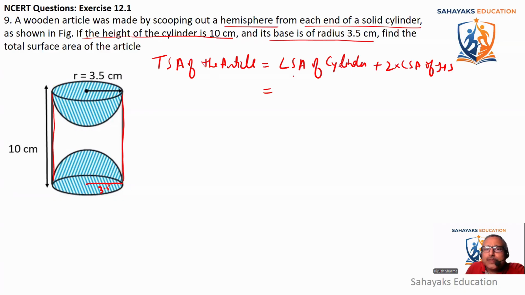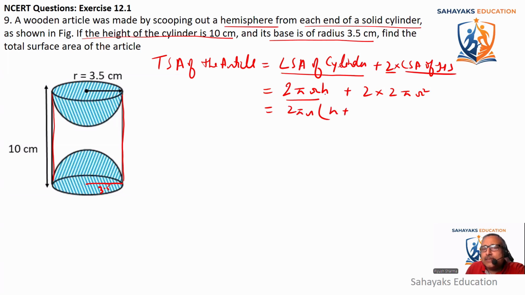The lateral surface area of the cylinder, we know, is 2 pi r h, plus 2 times the curved surface area, which is 2 into 2 pi r square. Okay, let's find out. 2 pi r is common across. So we'll just say 2 pi r common. It becomes h plus this h here, and 2 pi r we have common, so it becomes 2r.